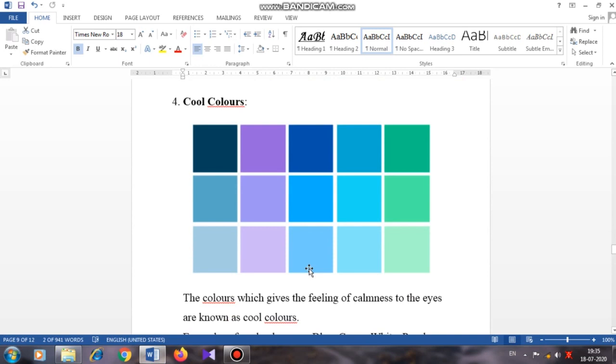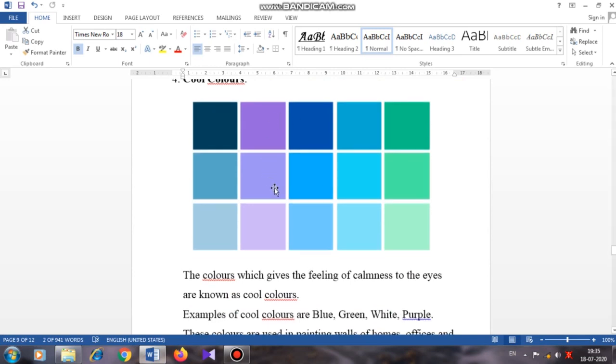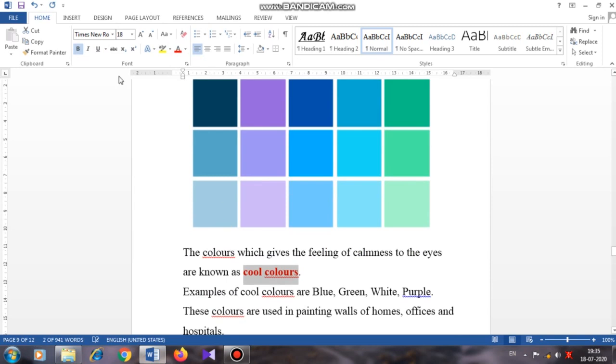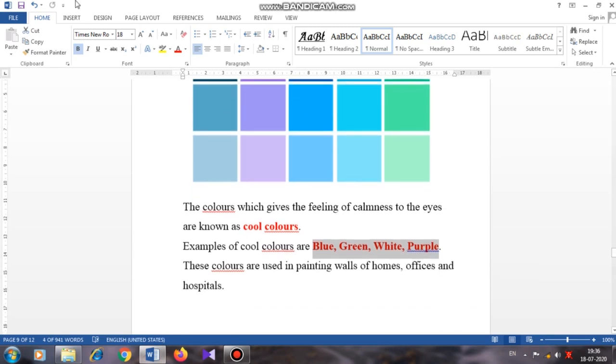Then these are the cool colors. We generally use them on the walls of our homes and offices and everywhere, right? These colors give the feeling of calmness to the eyes, and that is why they are known as cool colors. The examples of cool colors are blue, green, purple, white, all these things. And these colors are used in painting the walls of homes and offices and hospitals. Fine, it's very simple and clear.